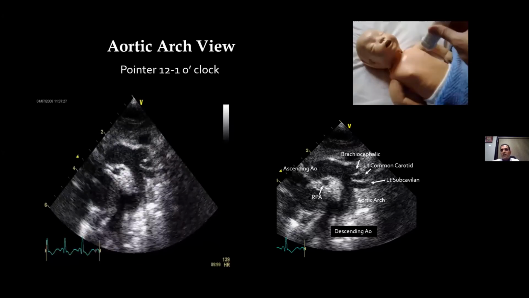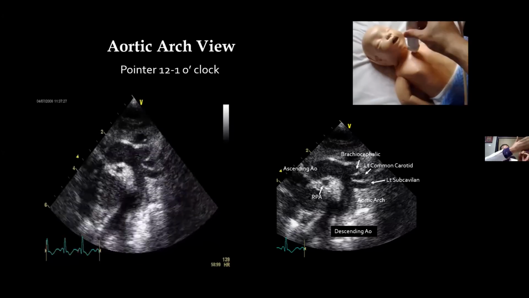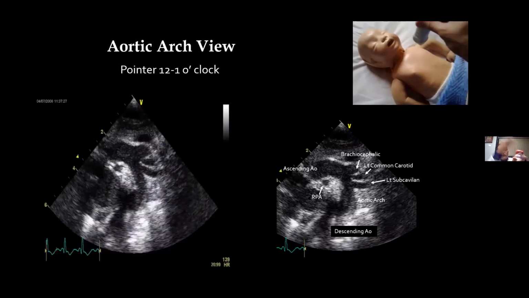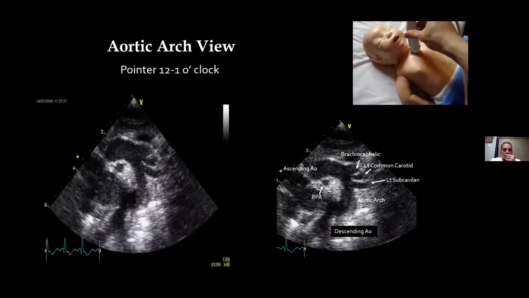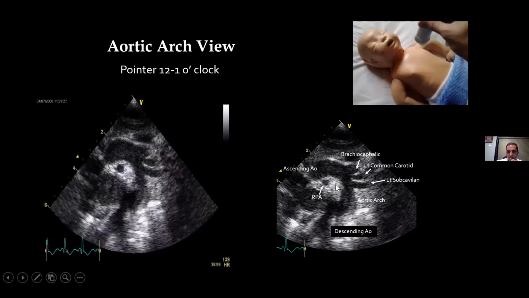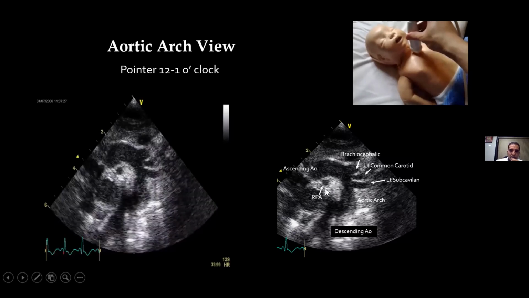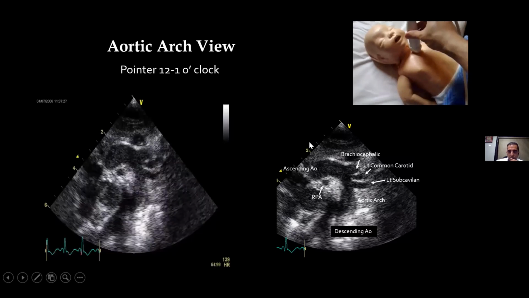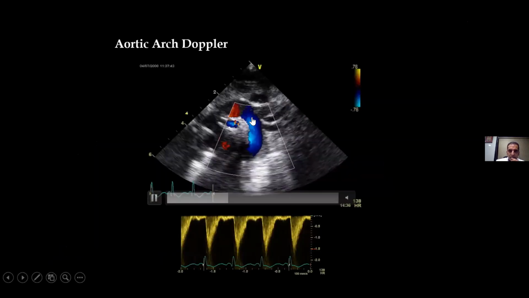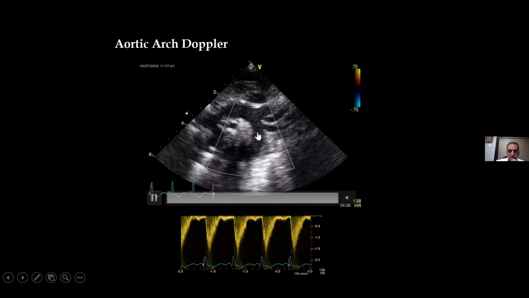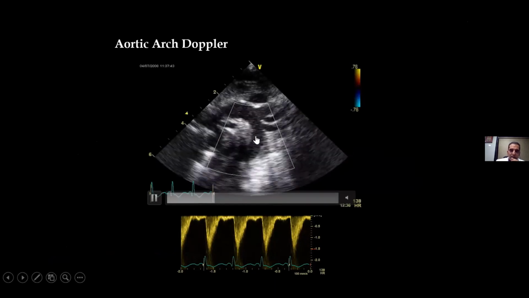So when you cut aorta longitudinally like this, you will have branching of pulmonary artery like this, so it will be in cross section. So when you cut aorta in longitudinal section like this, your pulmonary artery will be cut in cross section. So this is your aortic arch view. You put in the color and you see there is a laminar flow. You can do the Dopplers here by pulse wave Doppler. This is how the Dopplers you will get.